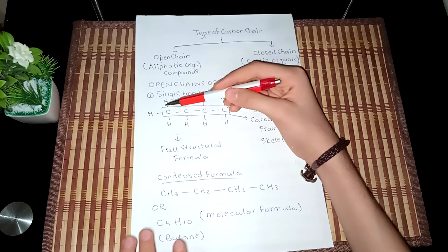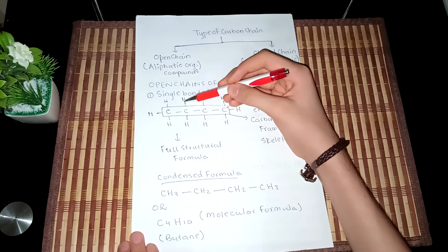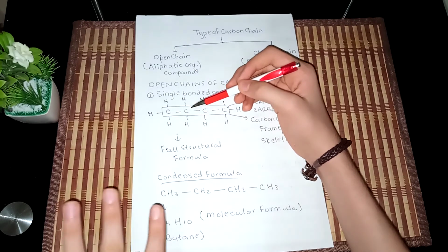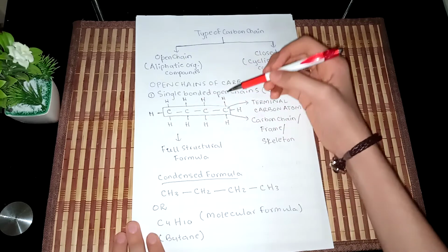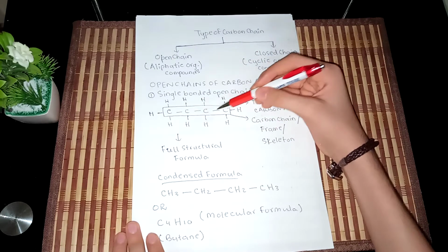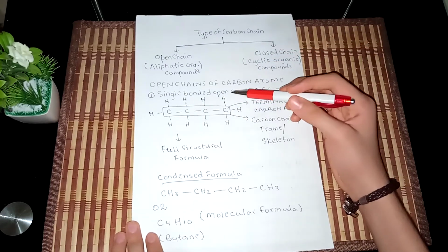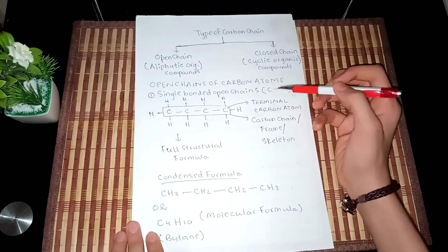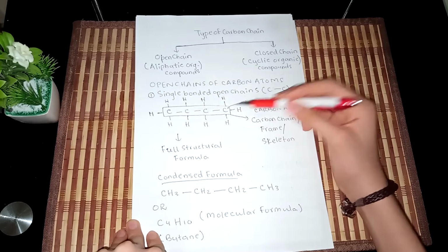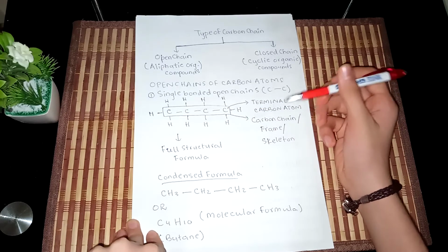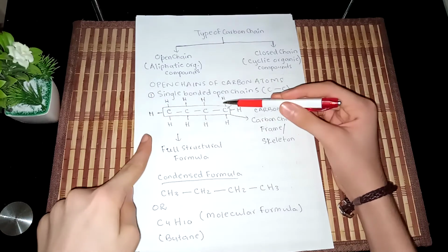Okay, 4 bonds completed. Here you can see first bond with carbon, second with carbon, third with hydrogen, fourth with hydrogen. 4 bonds are made. Here you can also see similarly what you can see here. This has 4 bonds also, first bond, second, third, and fourth. So the last carbon atom of the chain is called the terminal carbon atom, and this is called carbon chain or carbon frame, or you can also call it carbon skeleton. So it is the full structure formula.